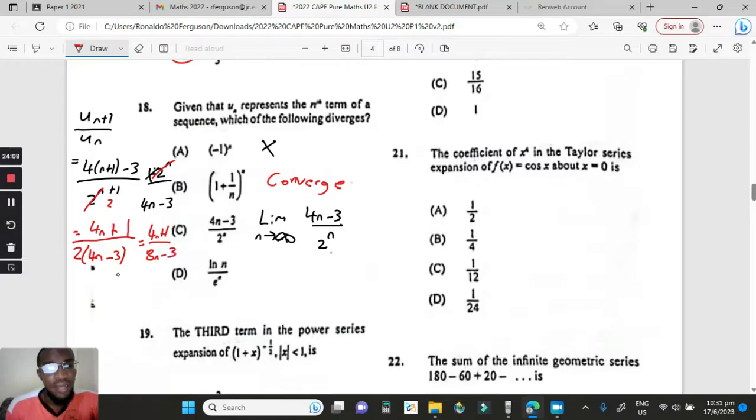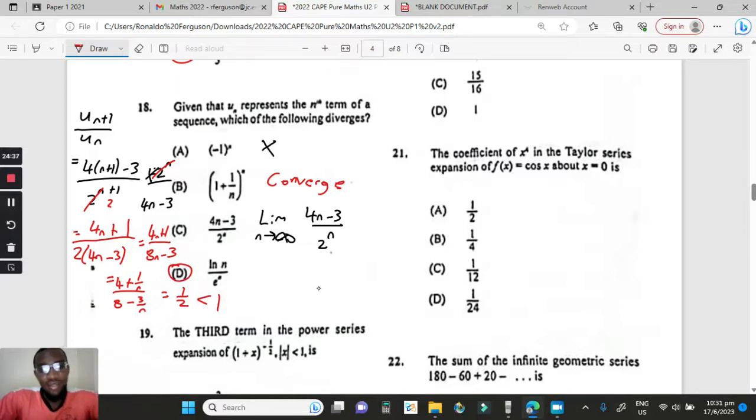Divide through by n. This is 4 plus 1 over n, over 8 minus 3 over n. Evaluate the limit, and we get a half, which is less than 1. When it's less than 1, we're saying that it does converge. We're saying that this one does converge. So the one that diverges is actually D.